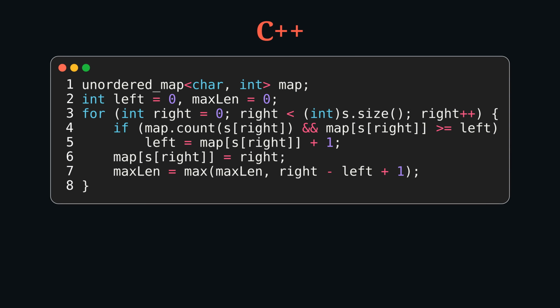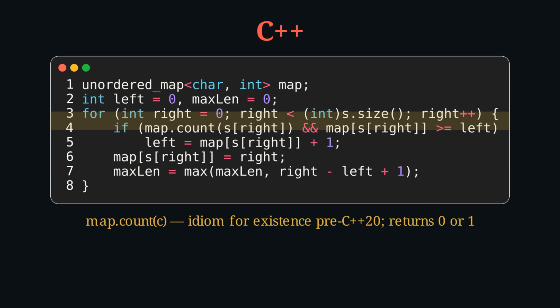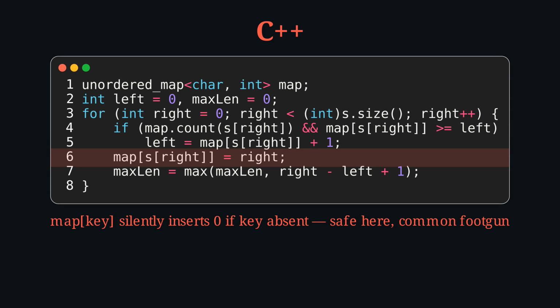C++ uses unordered_map for average O(1) lookup and insert, the hash table equivalent of Python's dict. The existence check is map.count(c). C++ didn't add a contains method until C++20, so count returning 0 or 1 is the standard pattern here. One footgun to know: writing map[s] for a key that doesn't exist silently inserts it with a default 0. We always check count before reading, so that never fires here, but it is easy to do by accident.